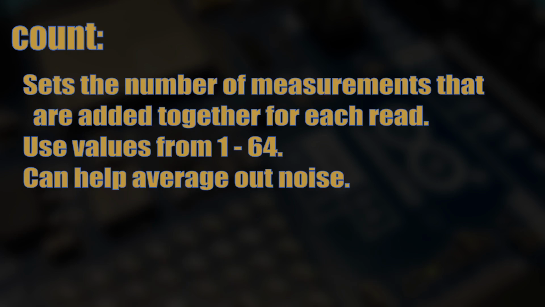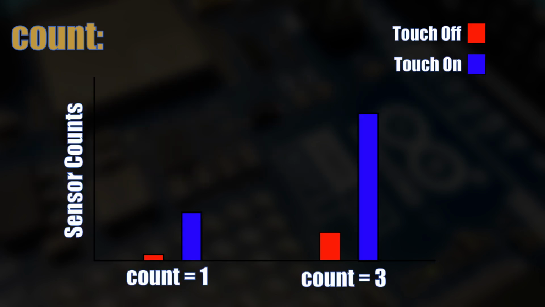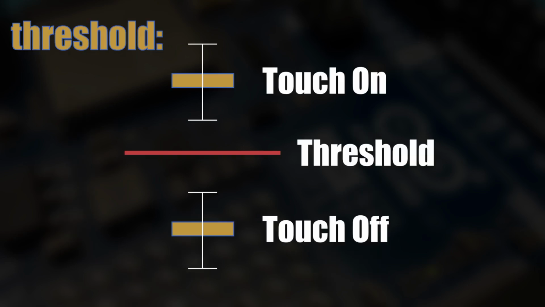The count setting sets the number of measurements that will be added together each time you read the sensor. If you have a sensor that's a bit noisy, then taking more measurements can in effect average out that noise a little and give you a wider gap between the numbers for both states. Higher counts will give you a more sensitive sensor, up to the limit of ICO counts, but it also takes longer to read. Once you have all of these settings optimized, you can choose a threshold value that will give you a good discrimination between touch states.